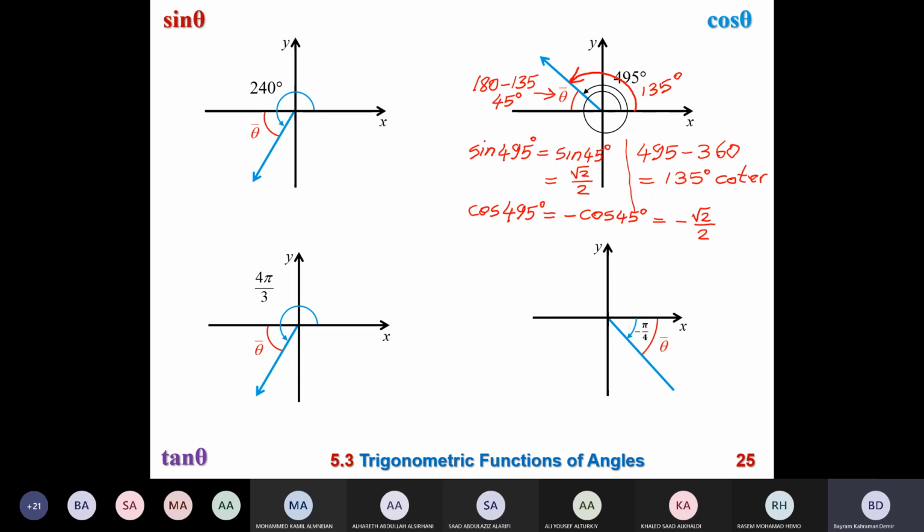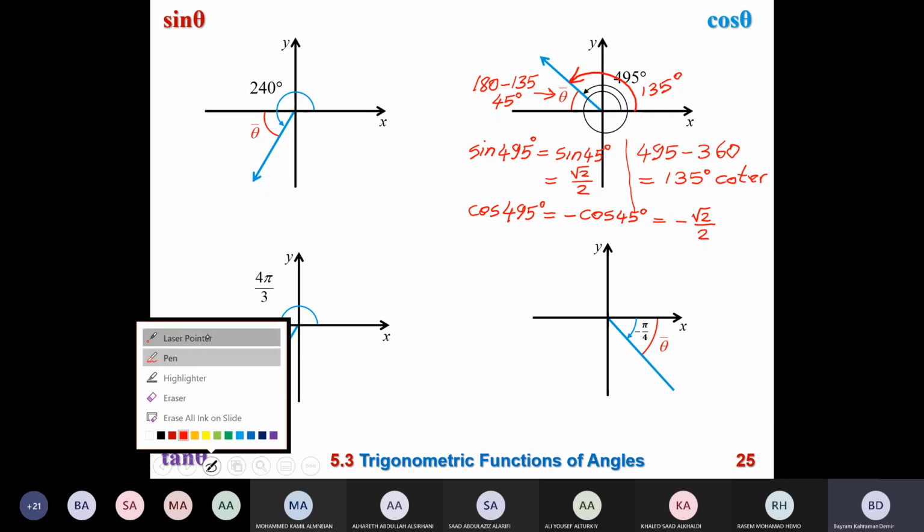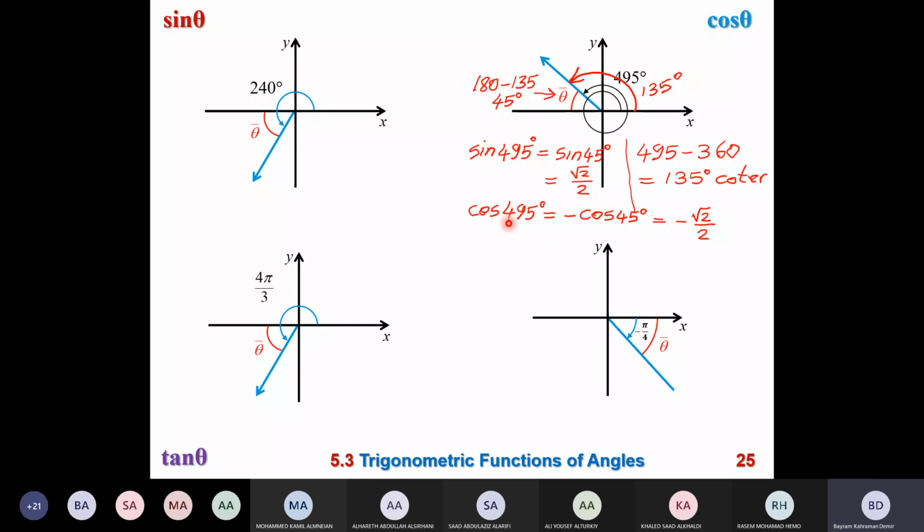All right. So now sine of 495 is the same as sine of 45, because in the second quadrant, sine must be positive. So it is root 2 over 2. And similarly, if you look at cosine of 495, in the second quadrant, it will be negative, of course. So it is a negative cosine reference angle. So it is negative root 2 over 2.